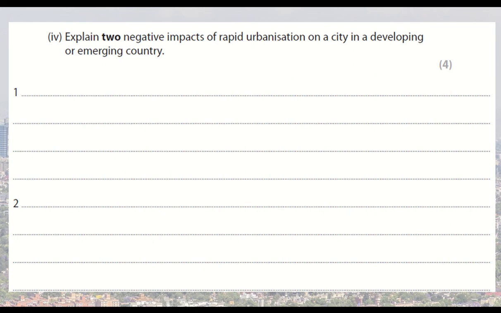So again, on Mexico City. 2 negative impacts of rapid urbanisation. Don't just tell me 2 negative impacts. You'll get 1 mark for saying 1 negative impact and another mark for another negative impact. But I want you to tell me what makes that negative. What are the knock-on effects? Expand upon it. Okay, you've got 4 minutes for this one. Once you've timed yourself for 4 minutes, then you can move on to the next part.